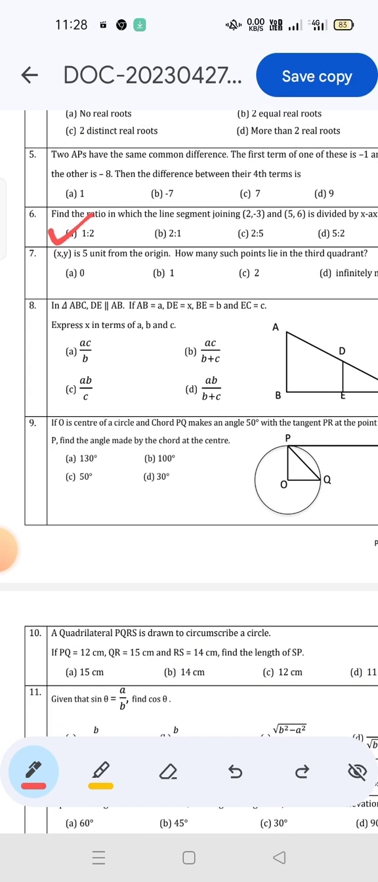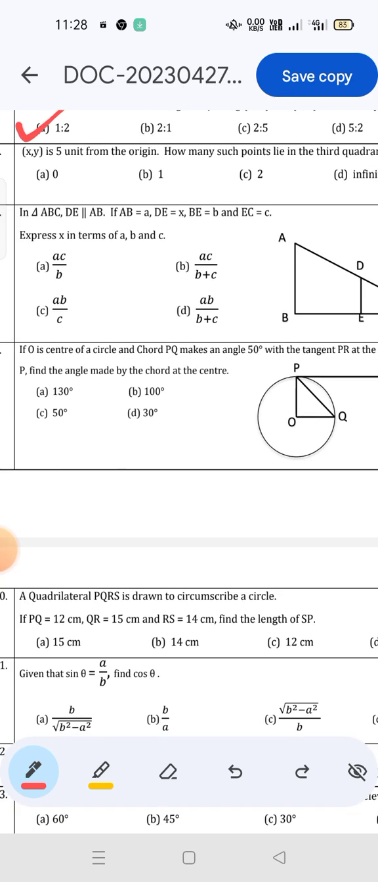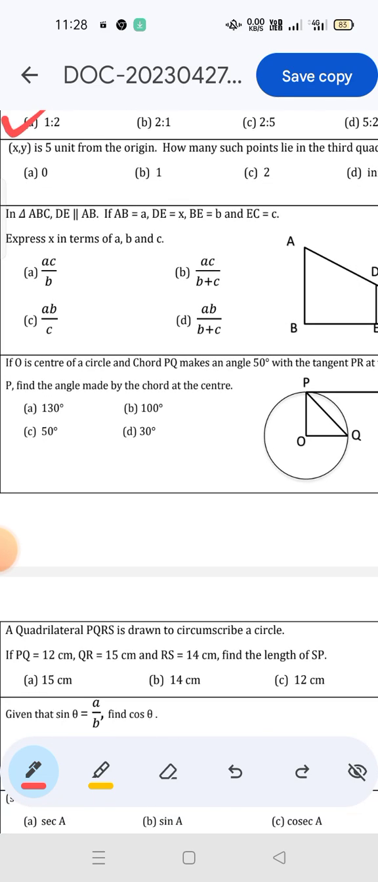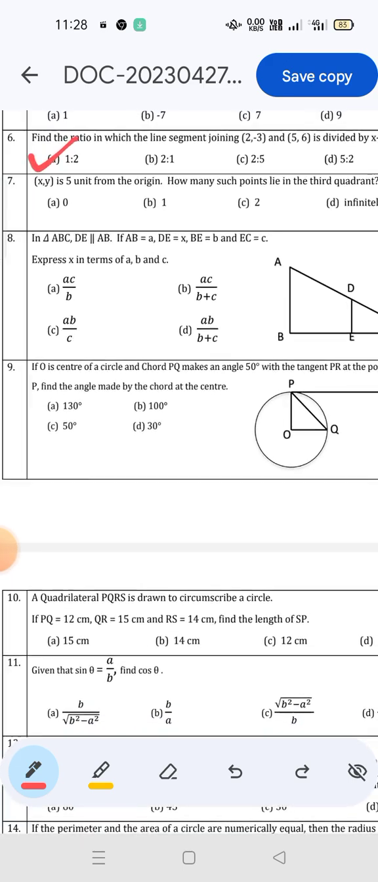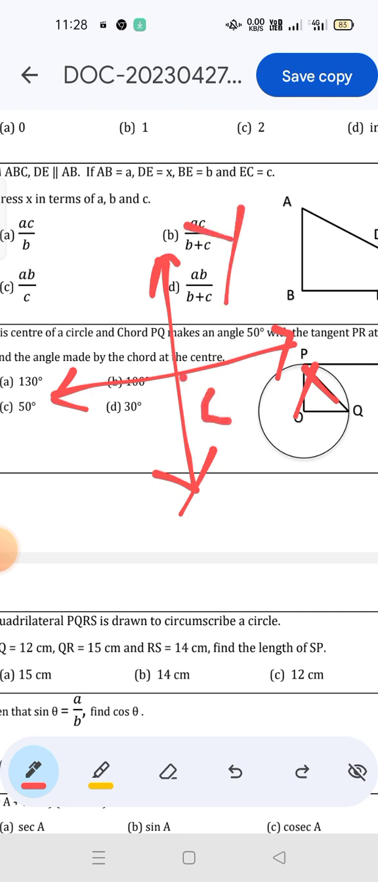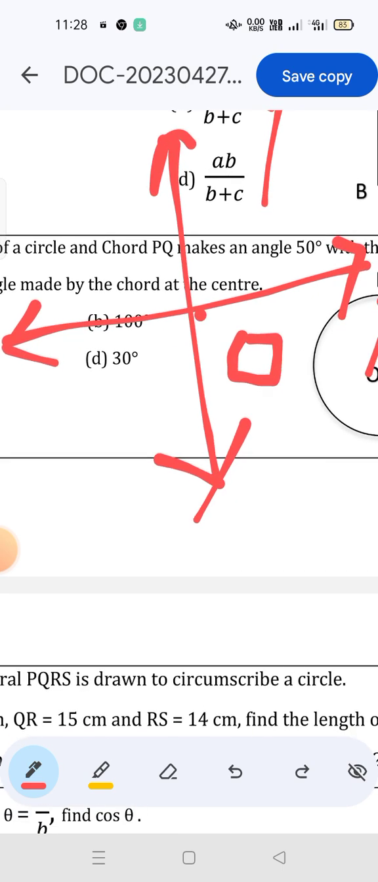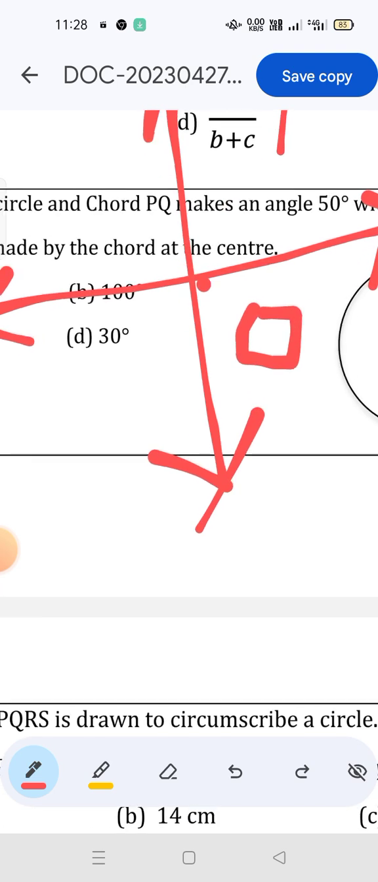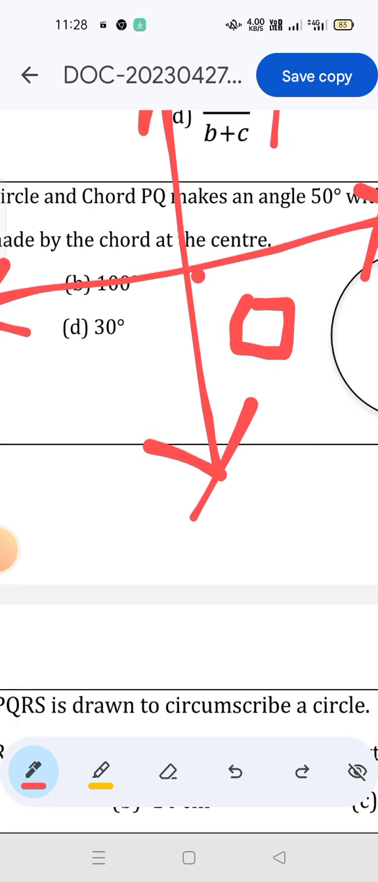Okay, so they're asking how many points we can have in the third quadrant, which are 5 units from the origin. So let me draw the two coordinate axes. This is x-axis and y-axis. The point of intersection of the two coordinate axes is called the origin. So now we need to choose points in the third quadrant which are 5 units away from the origin.